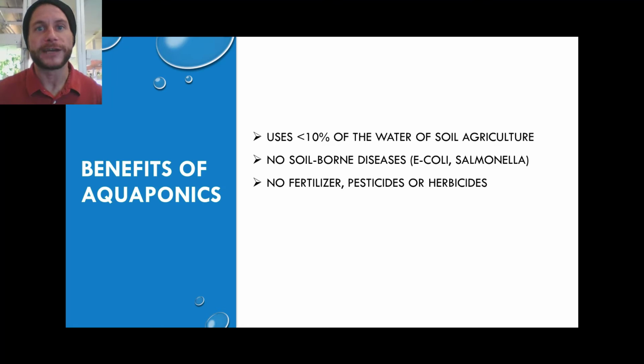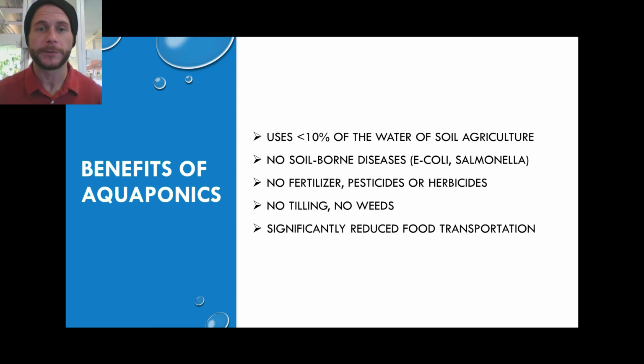There are no external fertilizers or pesticides or herbicides. Aquaponics makes its own fertilizer, and we don't need any herbicides because there are no weeds, and there's no need to till because there's no soil. Aquaponics also allows us to significantly reduce how far the food goes from farm to our plate. And we'll get to see an example of some crops that we can grow in aquaponics and how far some of that food travels from around the world to a central location such as Chicago.